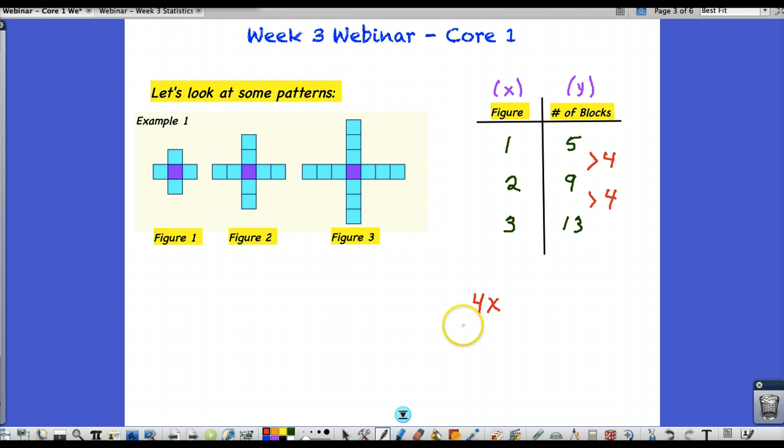Okay, and you guys remember the ice cream problem from last week? It cost 50 cents per every ice cream cone that we sold. And so X represented the number of ice cream cones. So in this case, X represents what figure we're on. And if we multiply 4, which is our slope, which was our rate of change, by the figure, we get 4. But look at this first one. We should be getting 5. So if we multiply 4 times 1, we just get 4. What do we need to do to get 5?